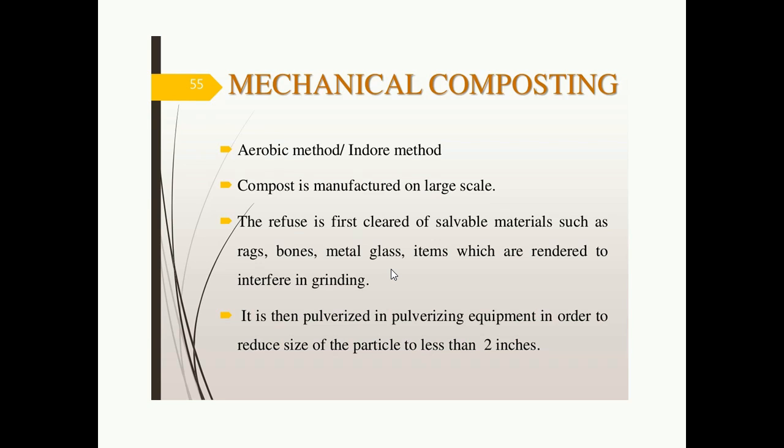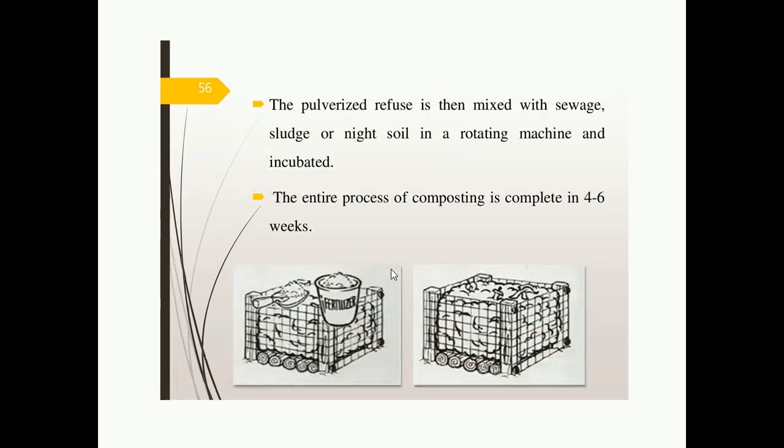The pulverizer is used to reduce the size of the soil or refuse metal particles to less than 2 inches. Next, the pulverized refuse is then mixed with sewage sludge or night soil in a rotating machine and incubated. These are the rotating machines. These are incubated. The entire process of composting is completed in 4 to 6 weeks.